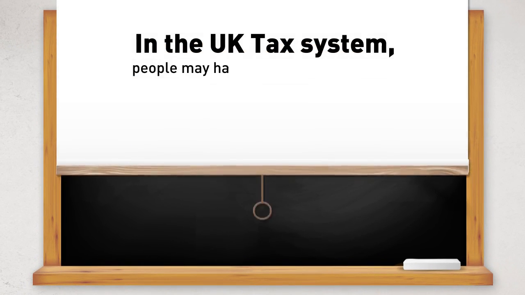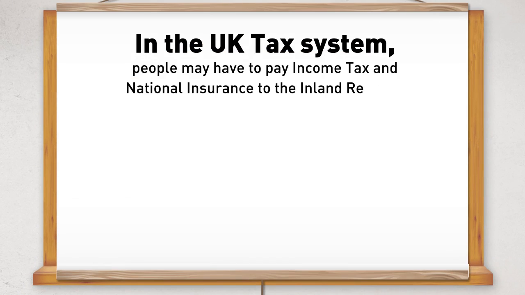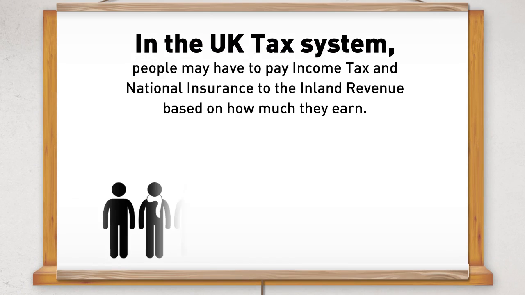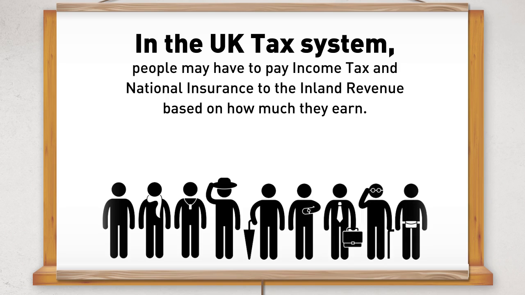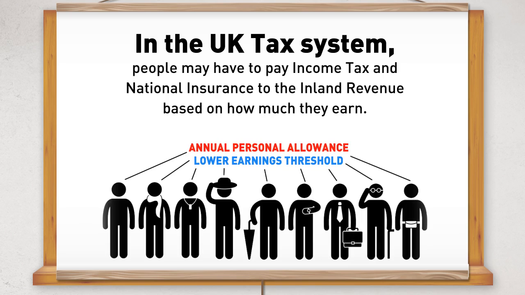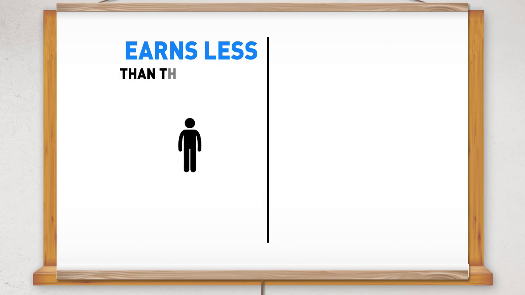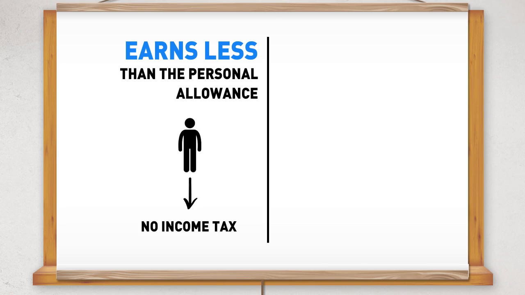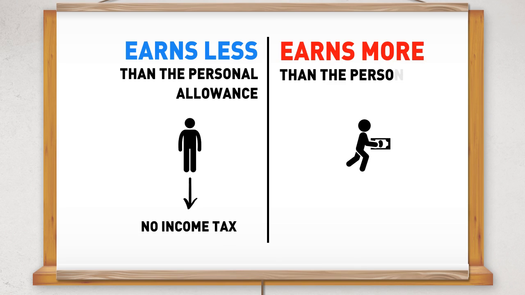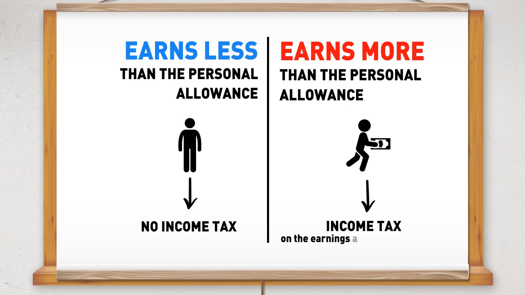In the UK, people pay income tax and national insurance based on how much they earn. Every individual is entitled to an annual personal allowance and a lower earning threshold. If a person earns less than the personal allowance, they pay no income tax. If a person earns more than the allowance, they only pay income tax on the earnings above that allowance.